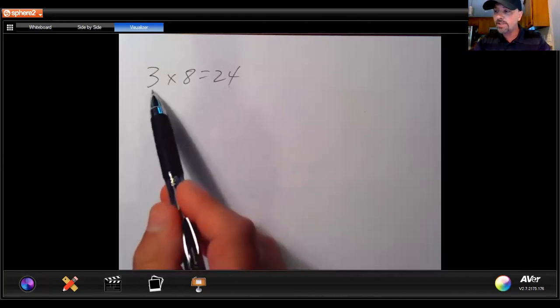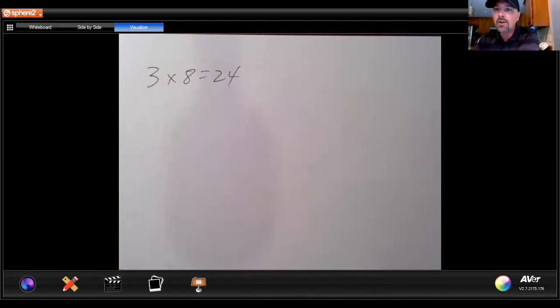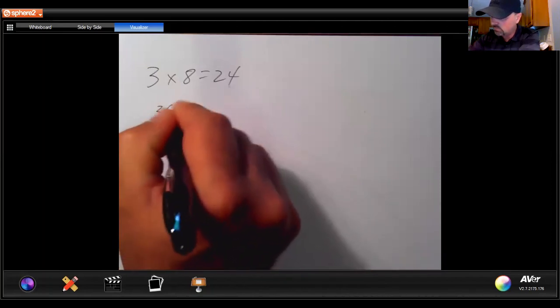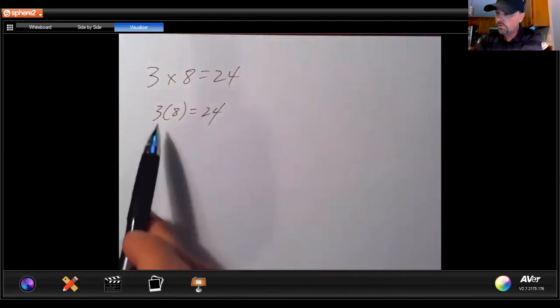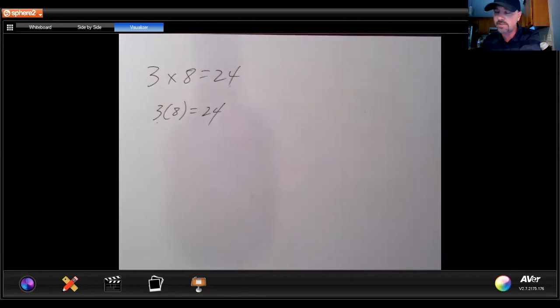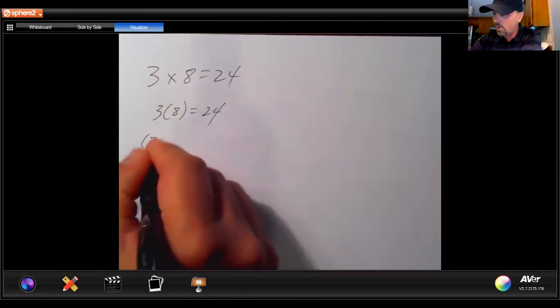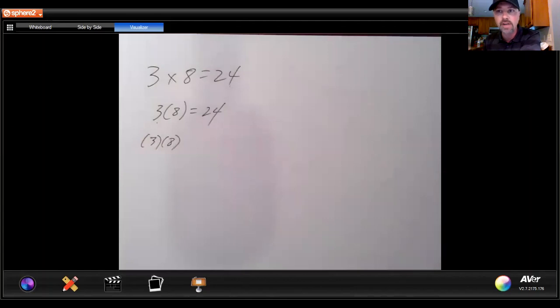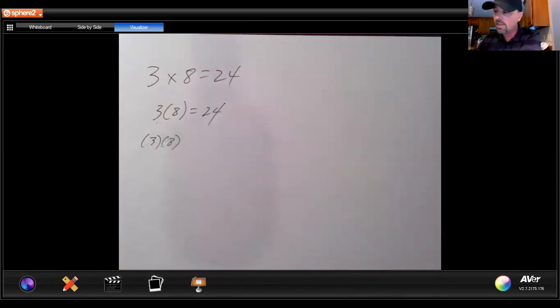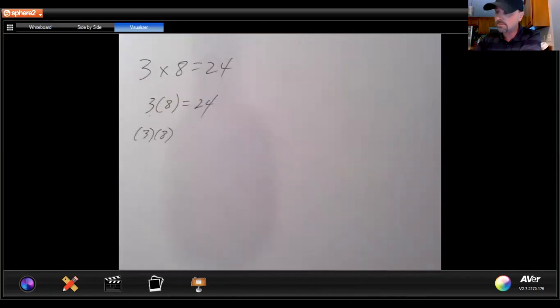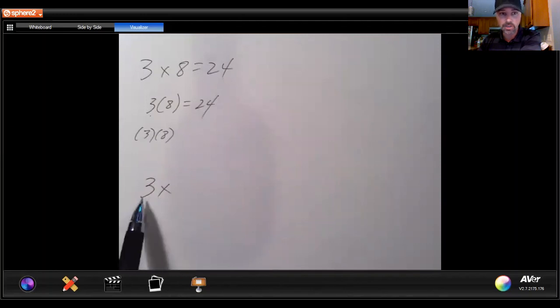Instead of seeing 3 times 8 written this way, you're now going to see it written like this. Okay? 3 times 8, a number next to a parentheses. I think technically they could even both have parentheses around them, but they're not needed. 3 times 8, 8 times 3, 24, okay? So this is how you see it written. In algebra, if I want to say 3 times x, that's 3x.